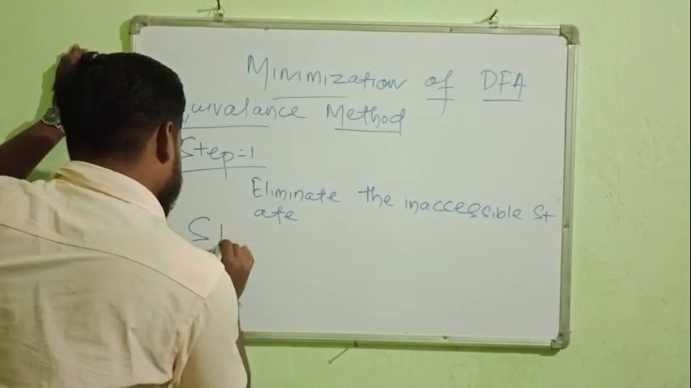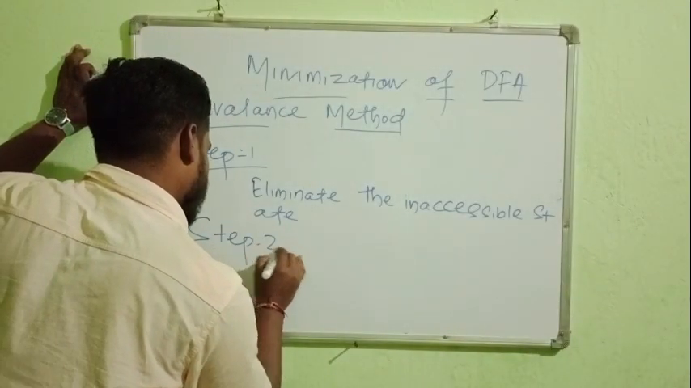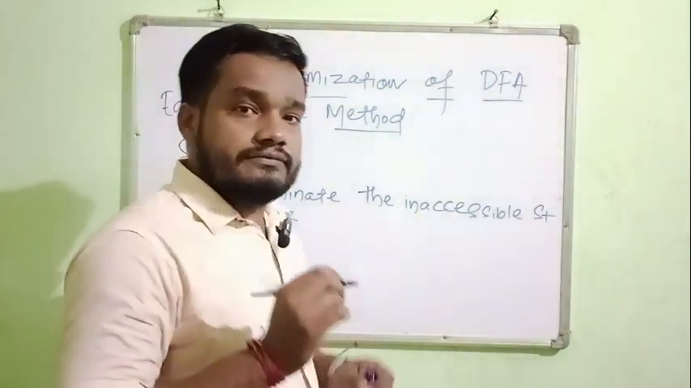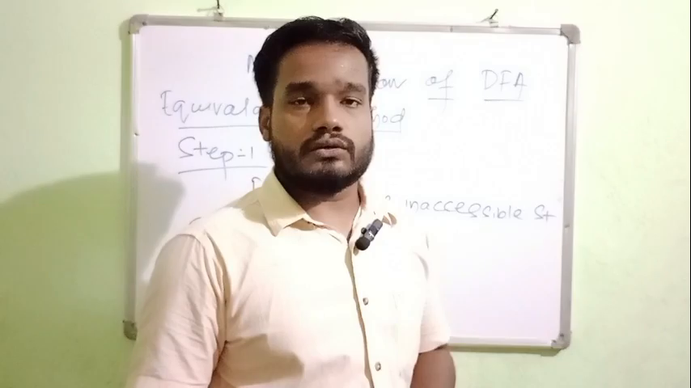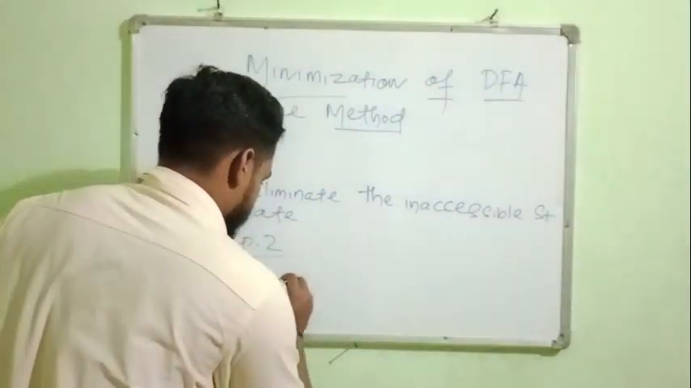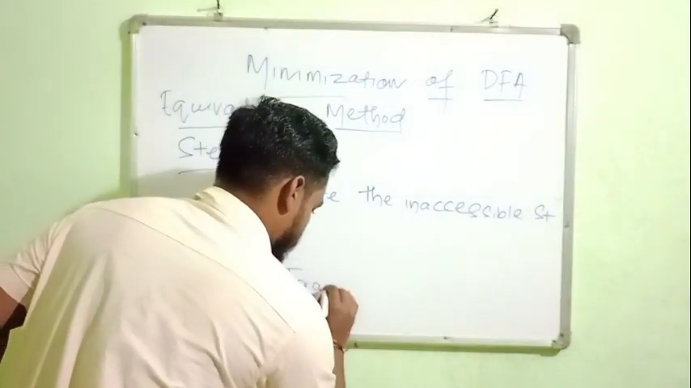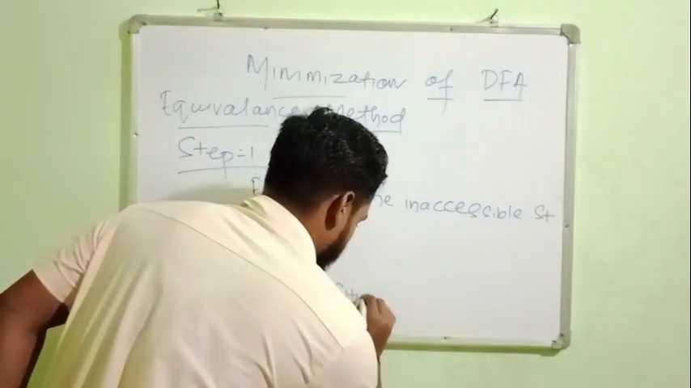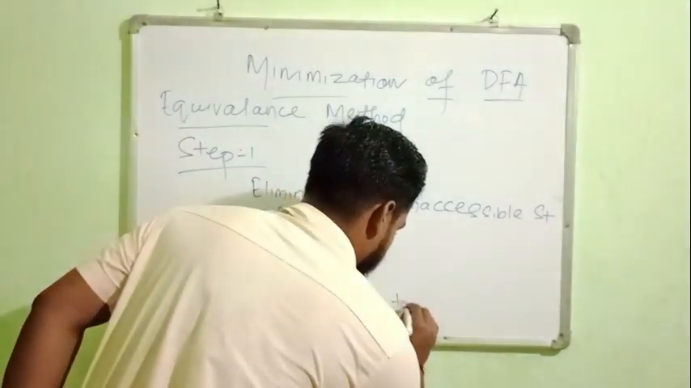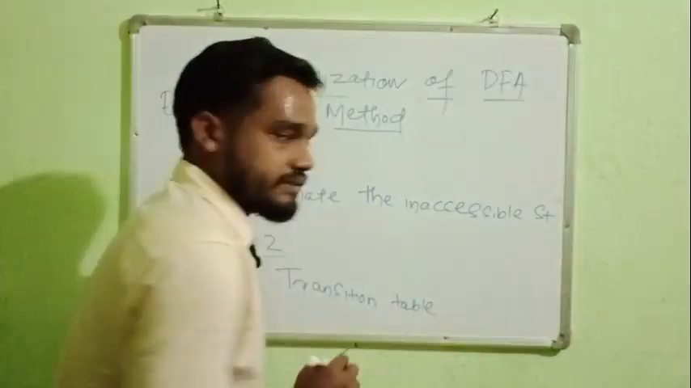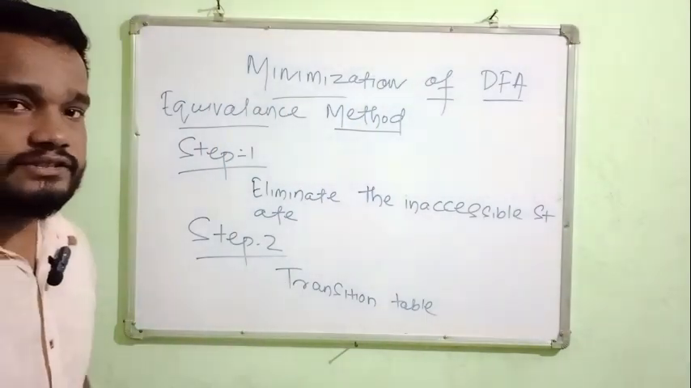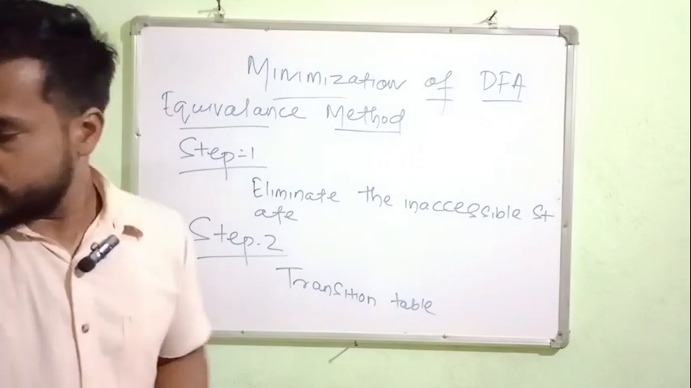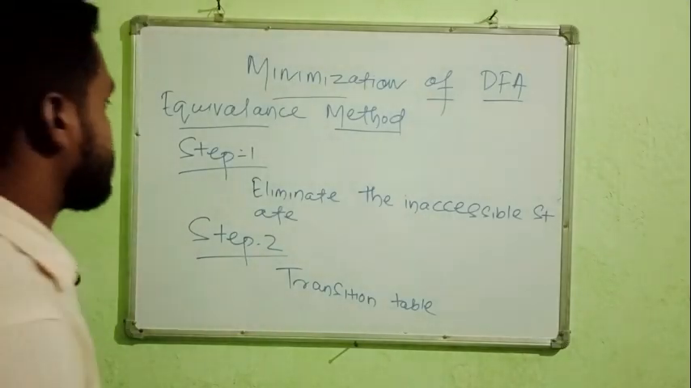Step 2 is, after eliminating the inaccessible states, we will construct or draw a transition table. Write down or take a screenshot. So let me erase to write the third step.